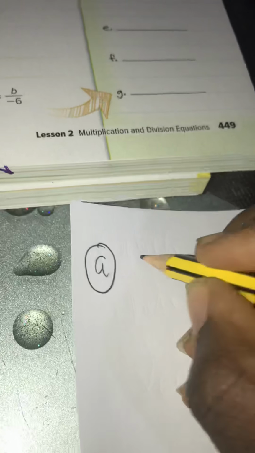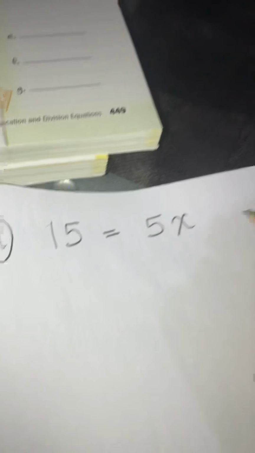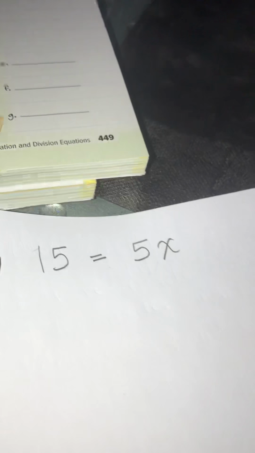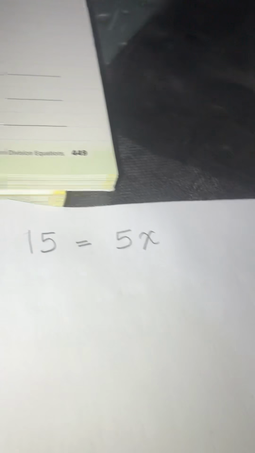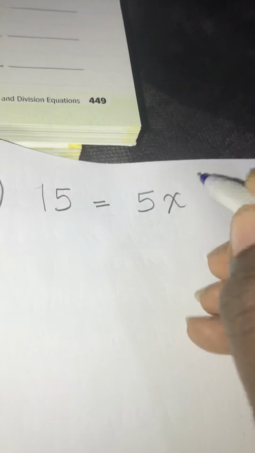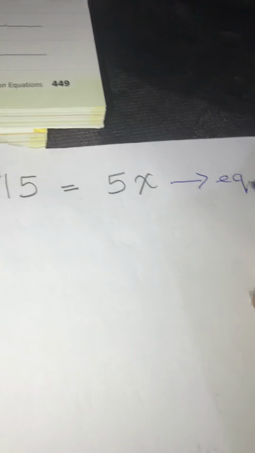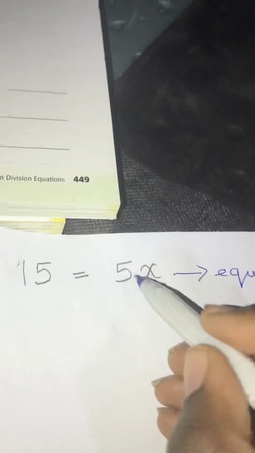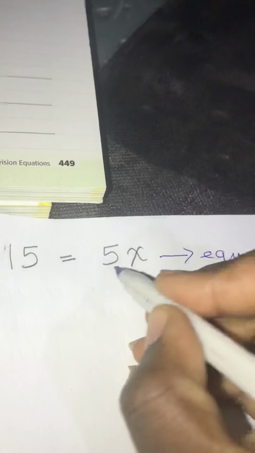Okay. So example A, I have 15 equals 5x. I told you, start with the side that has the variable. The side that has the variable is this side. So since I am multiplying 5 with x, remember this is my equation. All this is my equation. Now, since I'm multiplying 5 with x, how do I know? There is nothing between 5 and x. I will divide, I will do the opposite, or I will do the inverse.